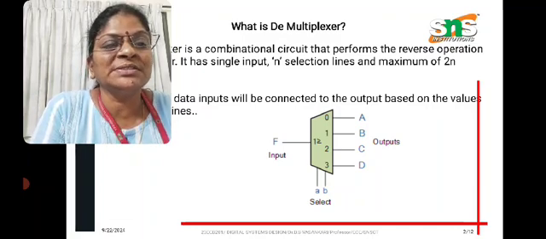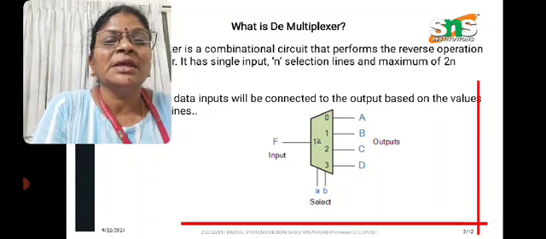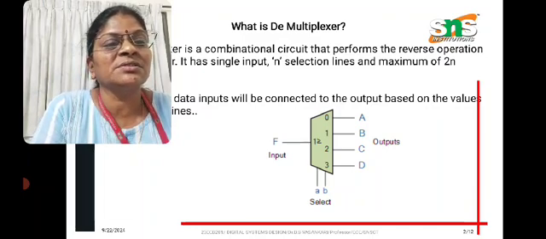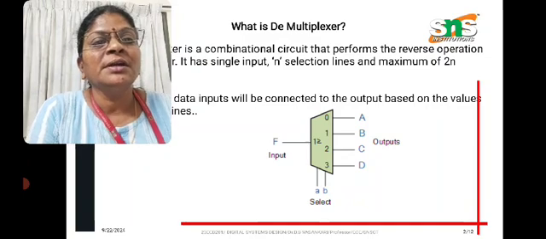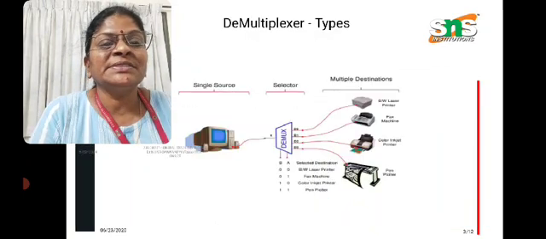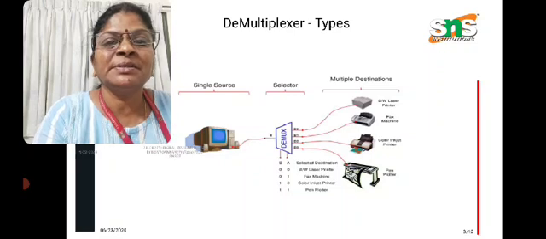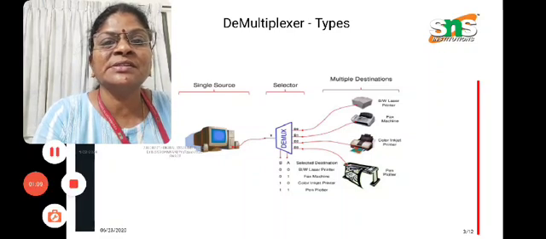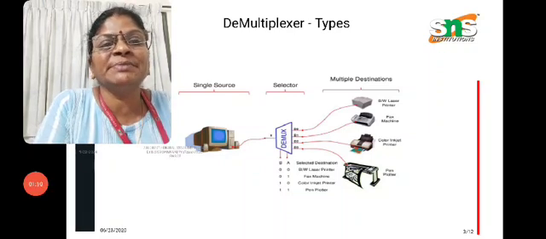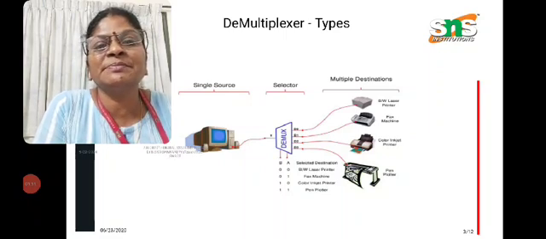Our input is F, that is a single input. Here also we have selection lines like A, B, represented here, and multiple outputs like A, B, C, D are our outputs. So, what are all the demultiplexer types? Like we have seen in multiplexers, many types were discussed.